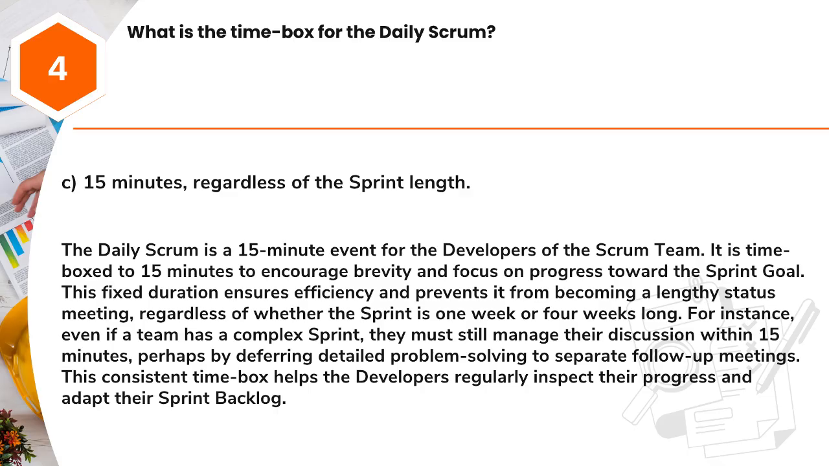The daily Scrum is a 15-minute event for the developers of the Scrum team. It is time-boxed to 15 minutes to encourage brevity and focus on progress toward the sprint goal. This fixed duration ensures efficiency and prevents it from becoming a lengthy status meeting, regardless of whether the sprint is 1 week or 4 weeks long. For instance, even if a team has a complex sprint, they must still manage their discussion within 15 minutes, perhaps by deferring detailed problem-solving to separate follow-up meetings. This consistent time box helps the developers regularly inspect their progress and adapt their sprint backlog.